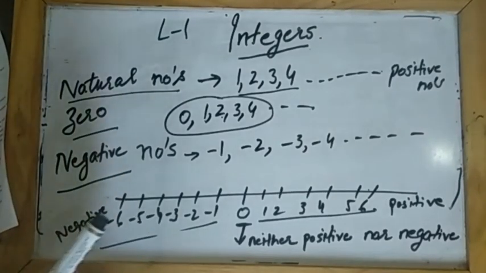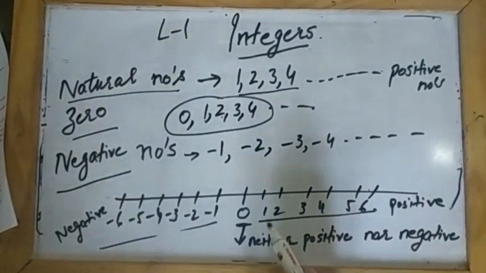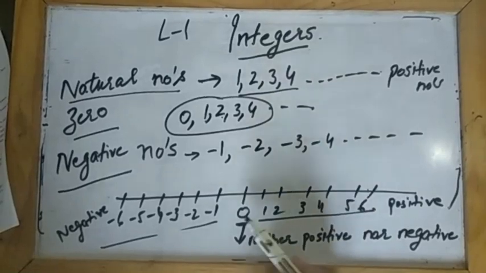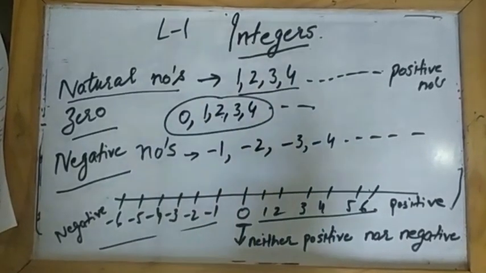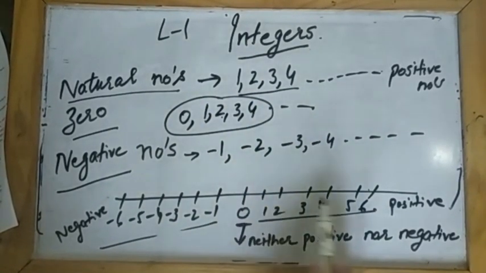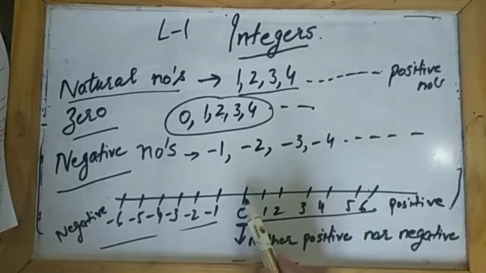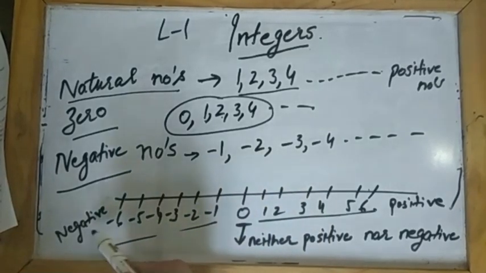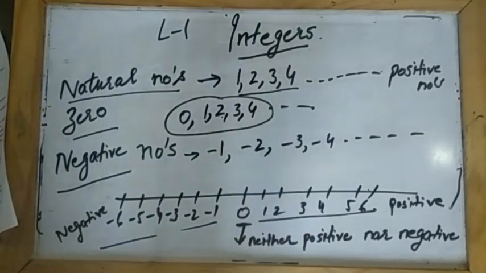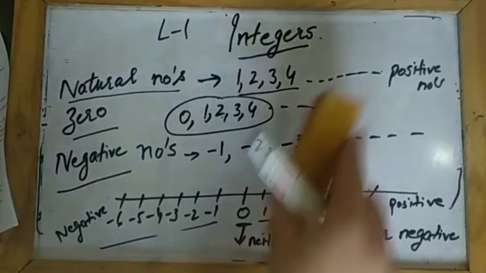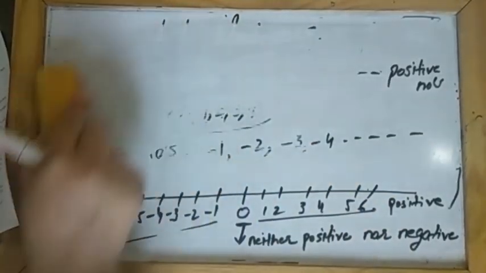So again, what do integers include? Integers include all the positive numbers, 0, and all the negative numbers. To the right of 0, all these positive numbers are bigger than 0, and all the negative numbers are smaller than 0. Now we'll start with the exercise.